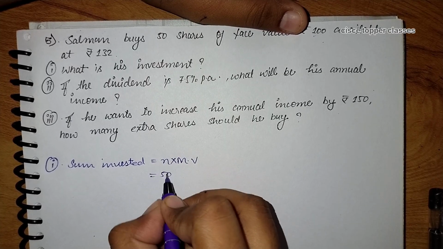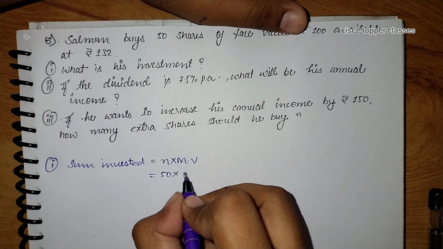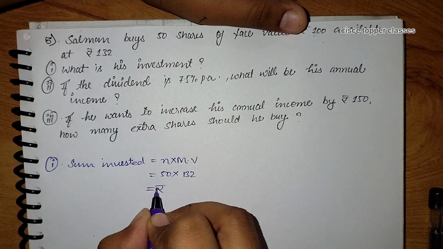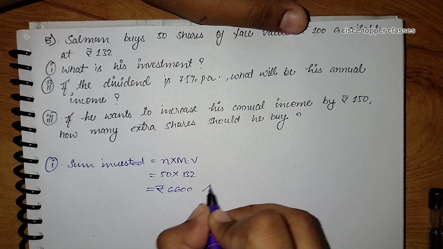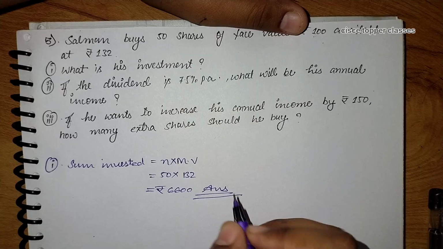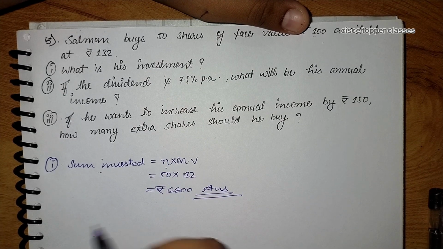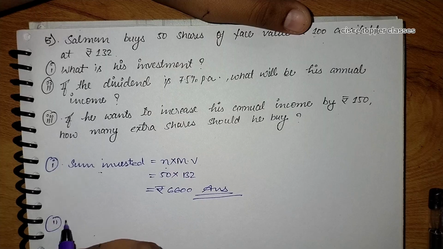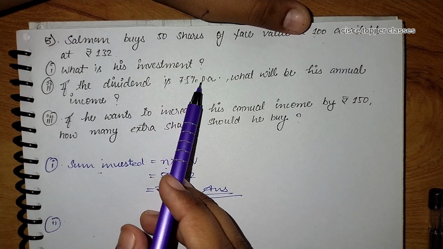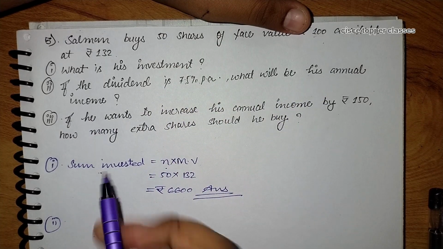Number of shares is 50 given to us. Market value is 132. On multiplying this, we will get rupees 6600 as the answer of the first part, because sum invested is equal to number of shares into market value. The second thing here is, if the dividend is 7.5% per annum, what will be his annual income?